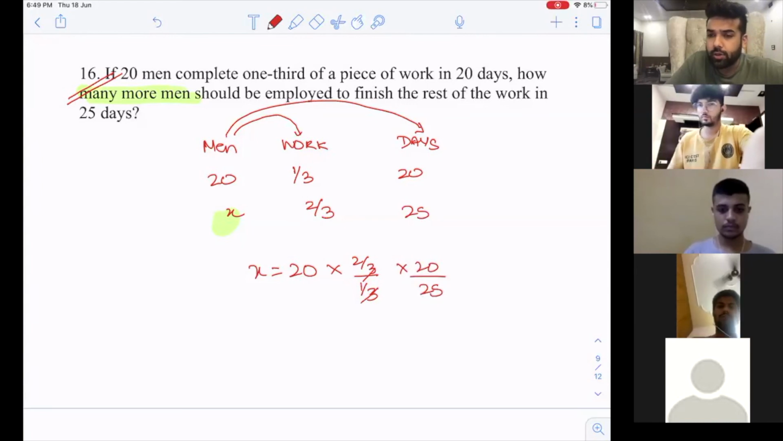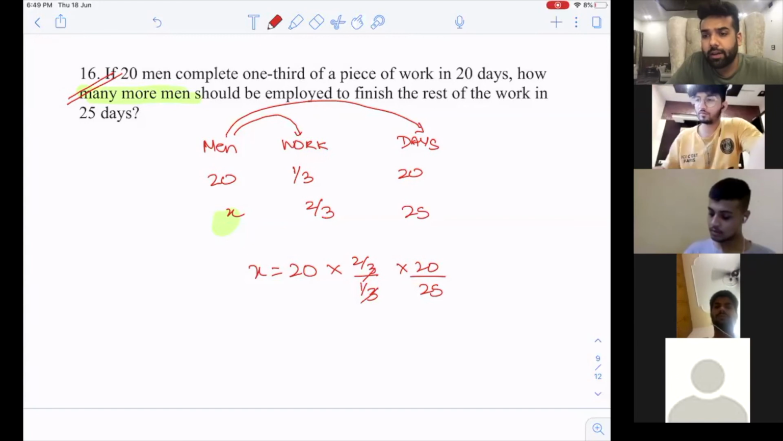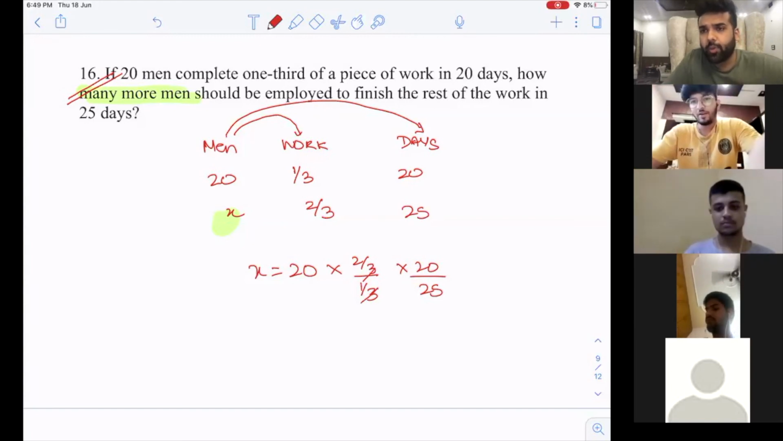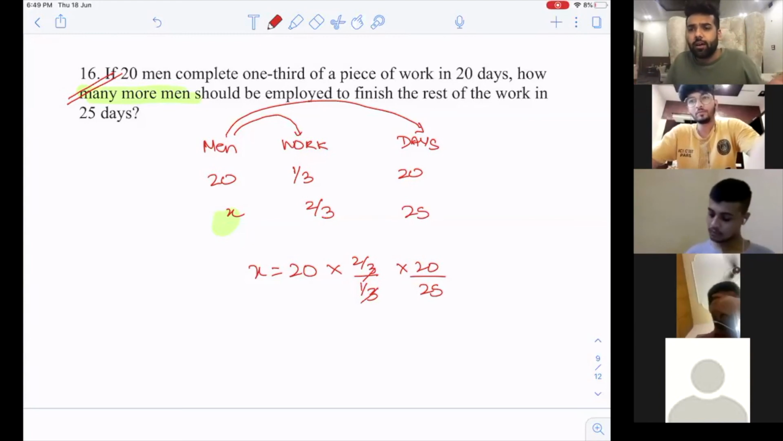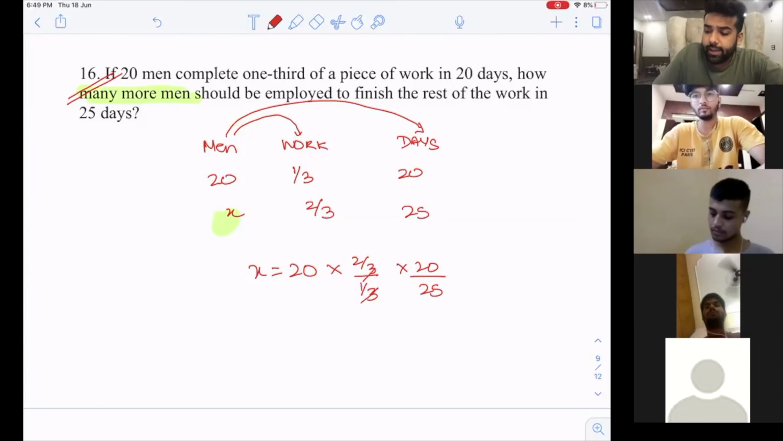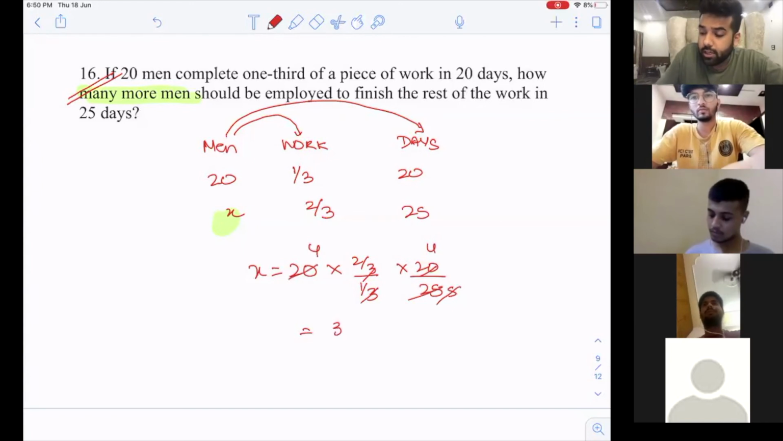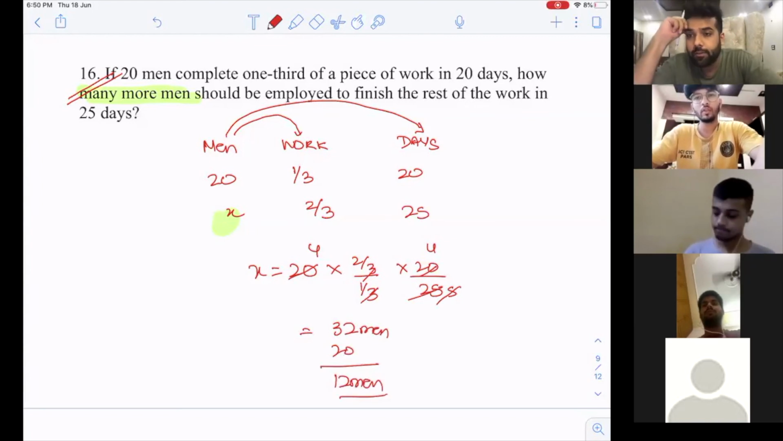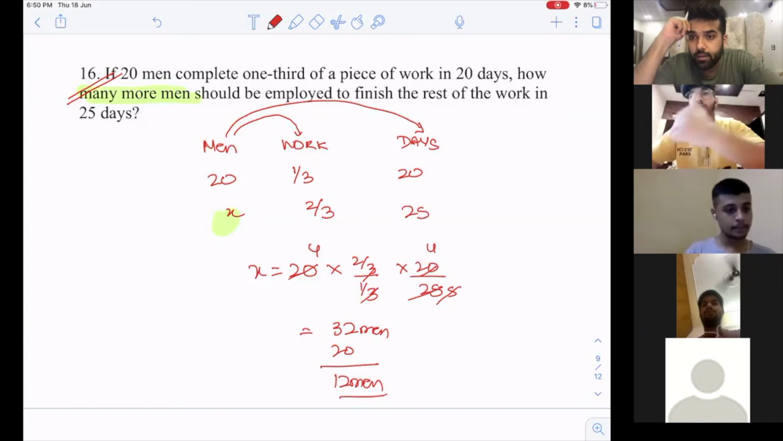How many of you got this wrong? I am sure people definitely go wrong on this one. 20 men are needed for 20 days. Now the days have increased to 25, so we have more time. Why would we require more men? We require fewer men. Clear or not? So that's where you generally make a mistake. 4 4s are 16, so 32 men. How many more men? 12 men. Is it clear, everybody?